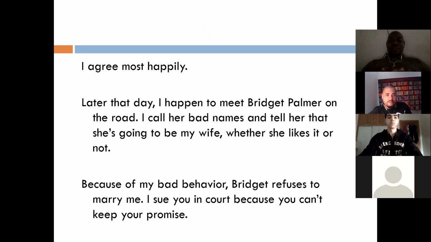Now I am very happy about this, I agree. And then later that day, I meet Bridget Palmer on the road and I call her bad names. And I say, you're gonna be my wife, whether you like it or not. Nicola's gonna make you marry me. And of course, she's not happy about this and she refuses to marry me. So Nicola, I sue you because you broke your promise. Am I gonna win?